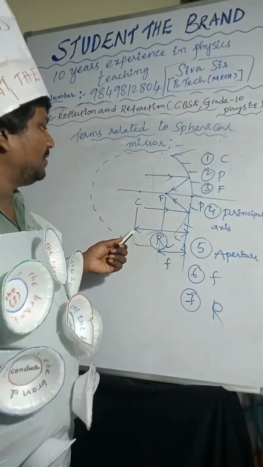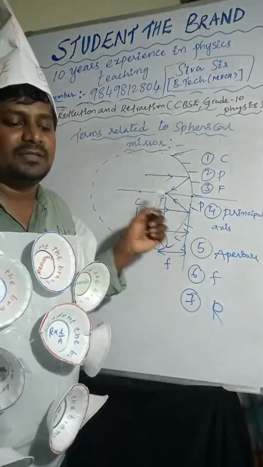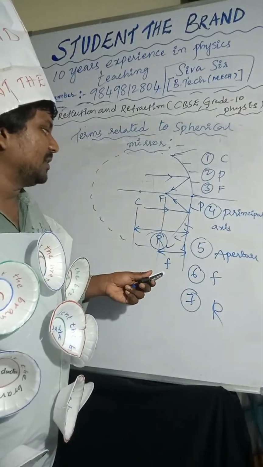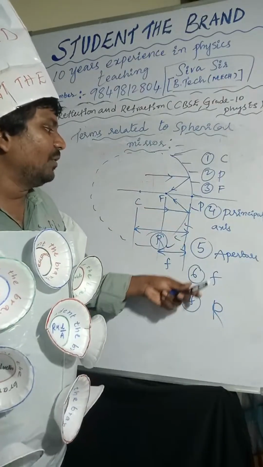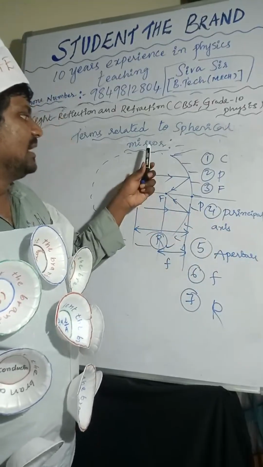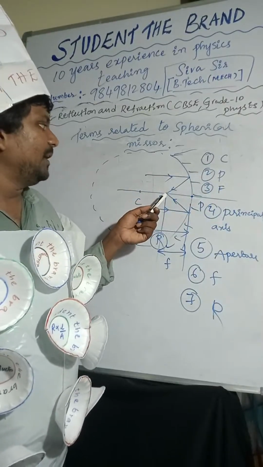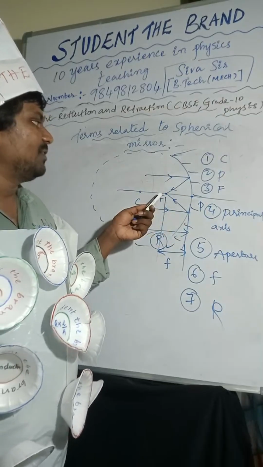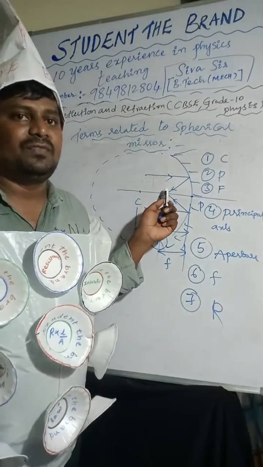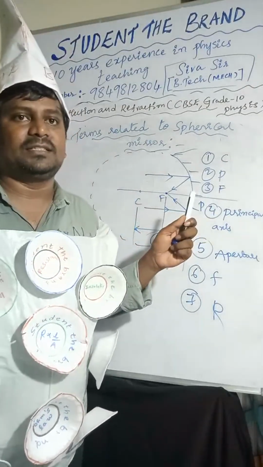Radius of curvature means the distance between the center of curvature and the pole. The distance between the focus and the pole is called the focal length. The width of the mirror is called the aperture. The line joining the center of curvature and the pole is called the principal axis. The center of the imaginary sphere of which the mirror is a part is called the center of curvature. P is the midpoint of the mirror, called the pole. After reflection, all light rays will meet at one point on the principal axis, which is called the principal focus, or simply the focus.